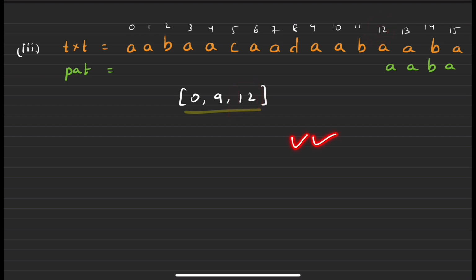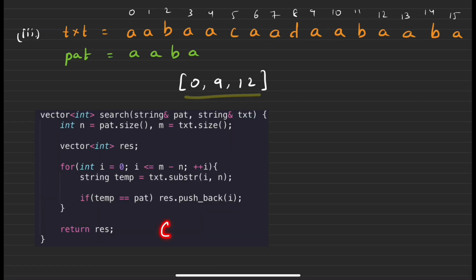So what we have observed, we can directly code it up, right? So let's see the code. Here's the code in C++, although the logic remains the same, right? The function name is search, and we have been provided with two strings, pattern and text, and we have to return all the indices in a vector, that is nothing but an array.